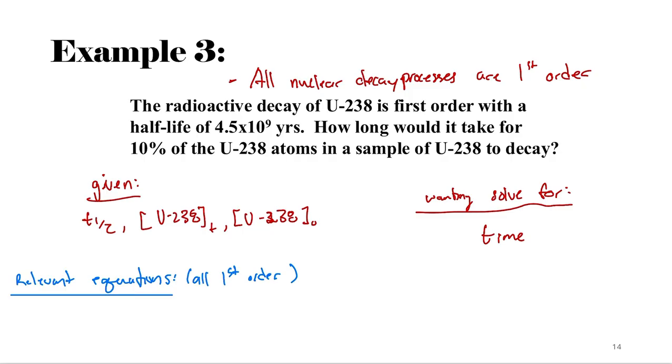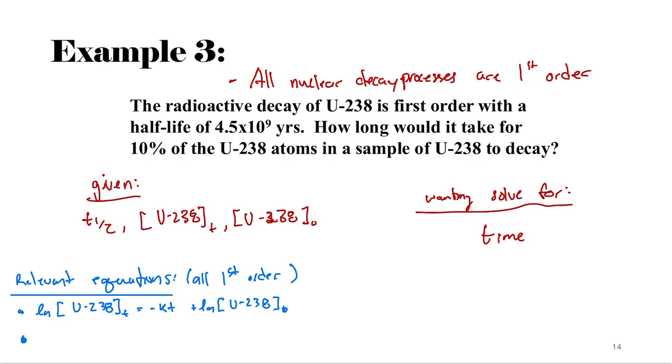Anyone have any ideas? If we're solving for time, usually what do we need? What equation? In relation to concentrations. Integrated rate law, right? So one we're probably going to need to use is the integrated rate law. So that's going to be ln of the concentration of uranium-238 at time t equals minus kt plus ln of uranium-238 at time 0.